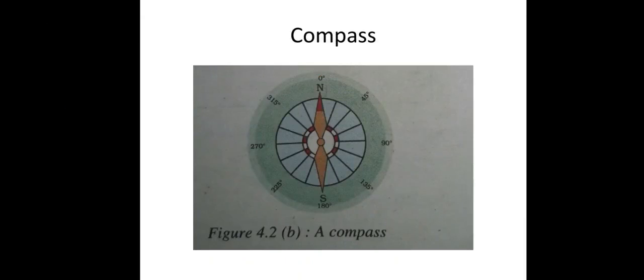And which instrument is used to find the directions? In day-to-day life, we use a compass. This is used to show you the directions, where you are standing, which is east to you, which is west to you. So, a compass is an instrument which is used to show you the directions.